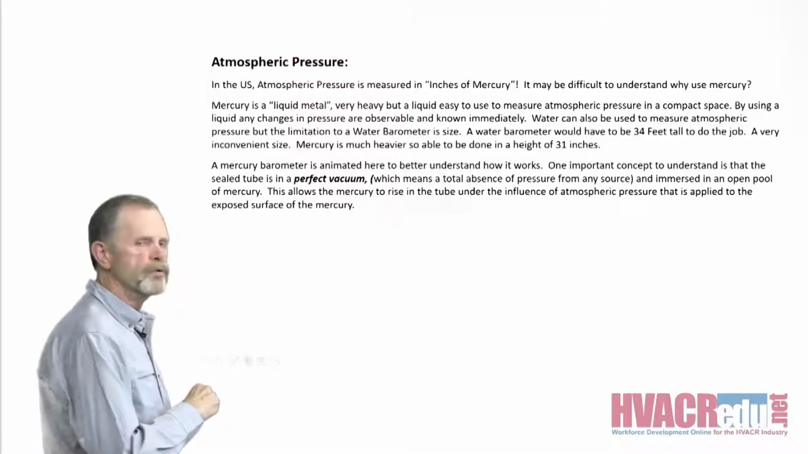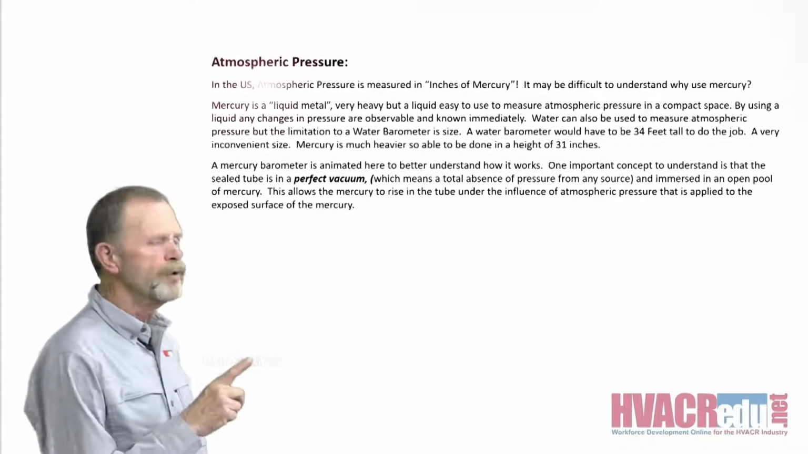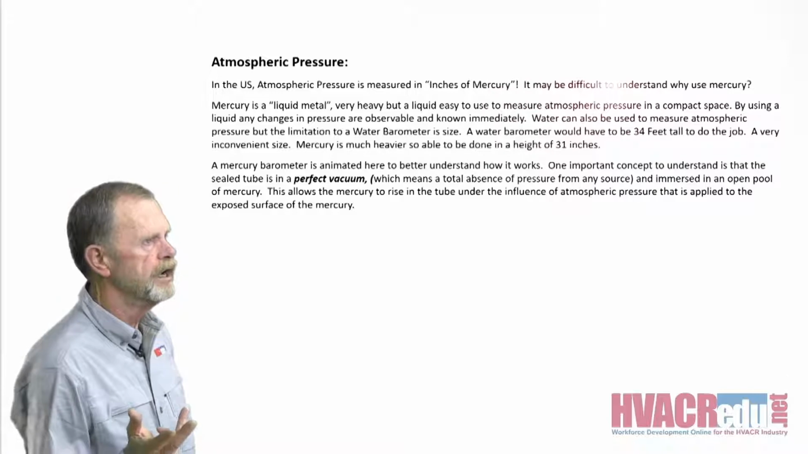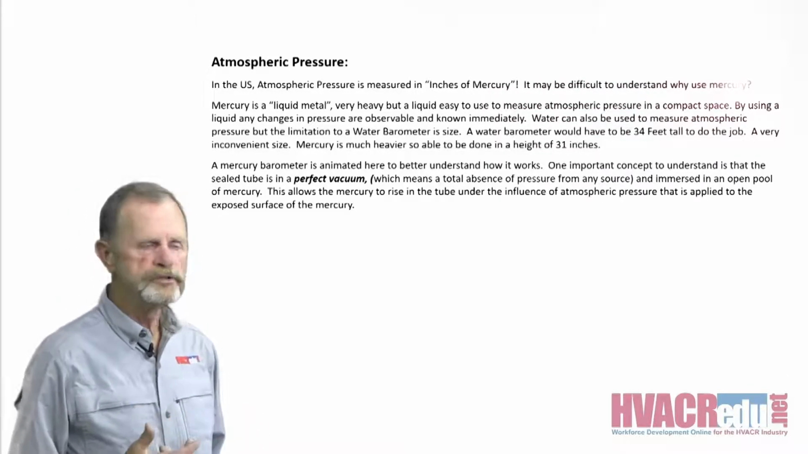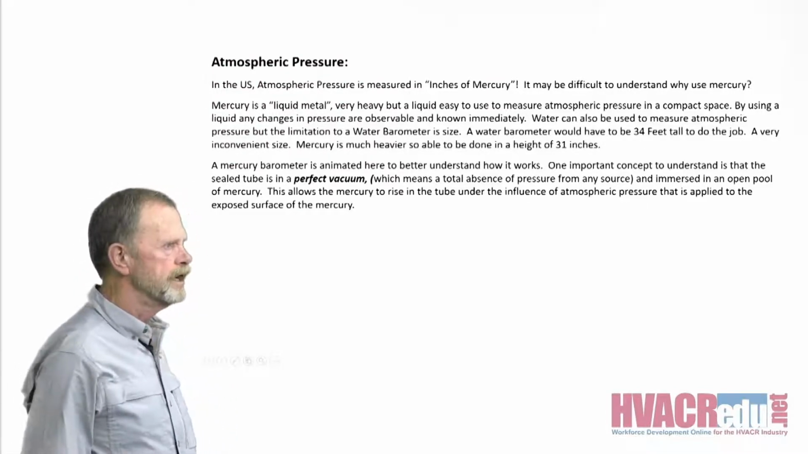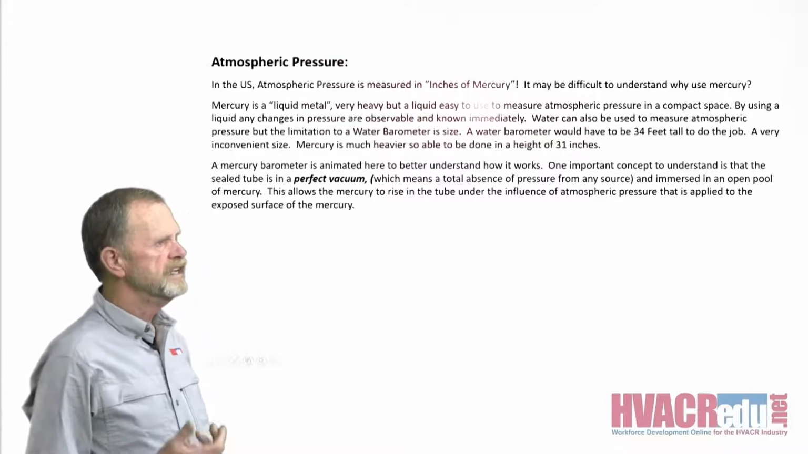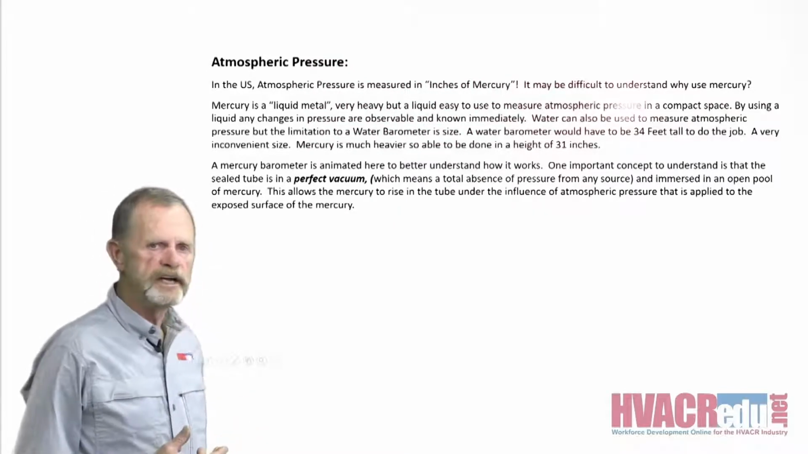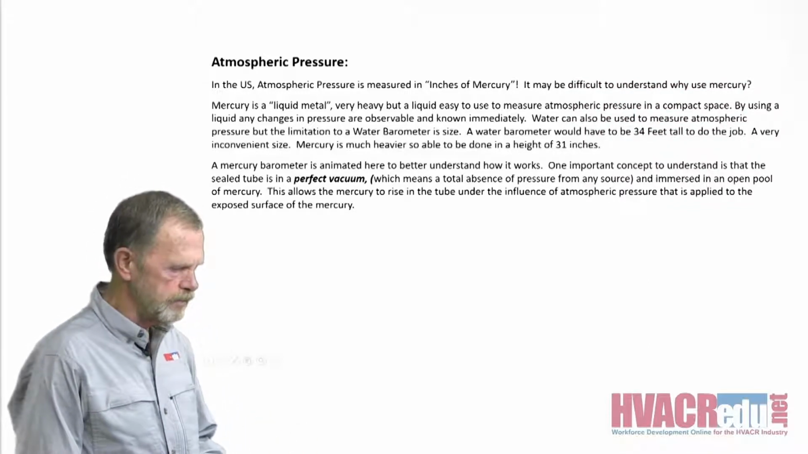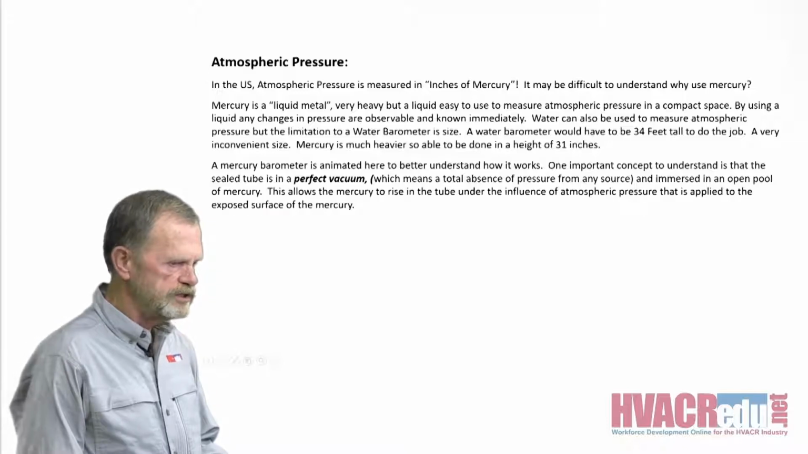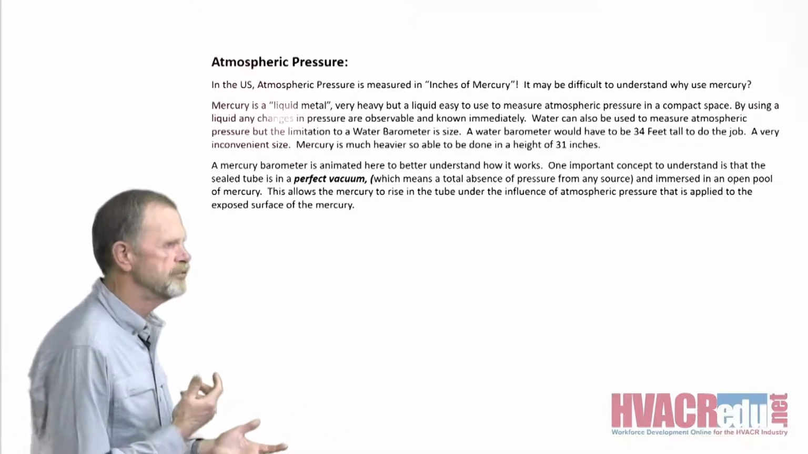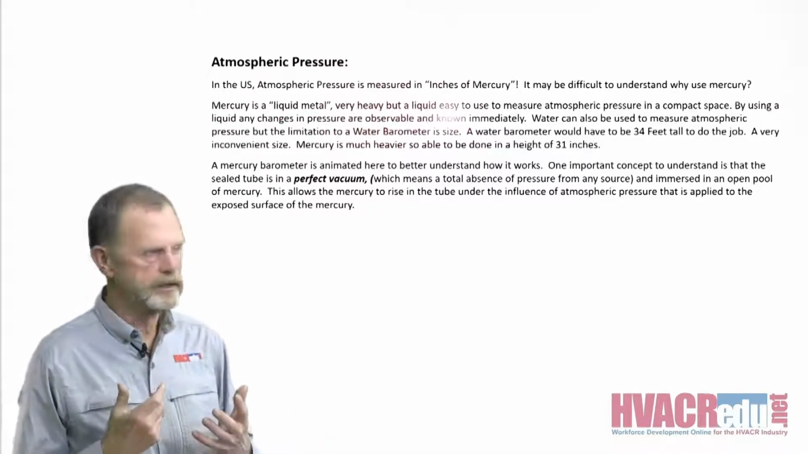Atmospheric pressure. We're still on that topic. In the US, atmospheric pressure is measured in inches of mercury. Go figure, you probably should have that by now. It may be difficult to understand why use mercury. Well, I'll tell you why we use mercury. It's a liquid metal, okay? Very heavy, but a liquid easy to use to measure atmospheric pressure in a compact space. And that's the big deal. Having an instrument that is able to measure pressure that's not overbearingly large. By using liquid, any changes in pressure are observable and are known immediately.